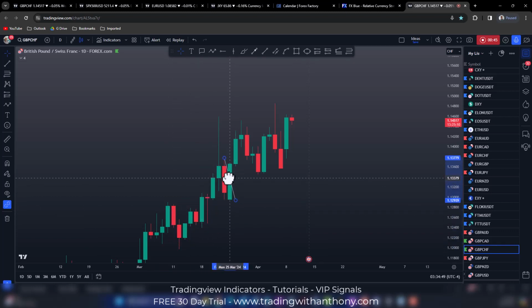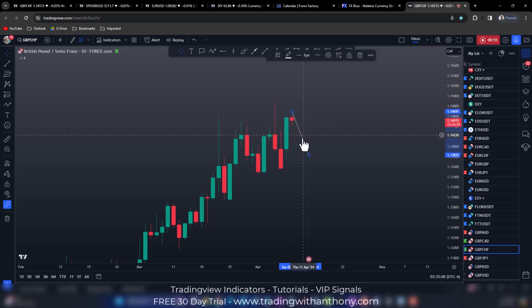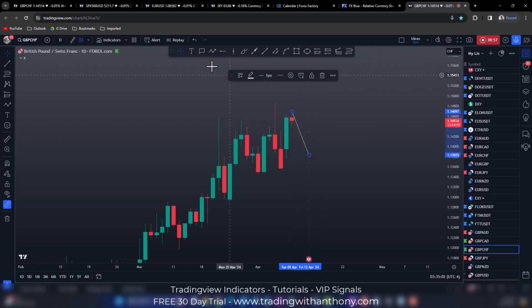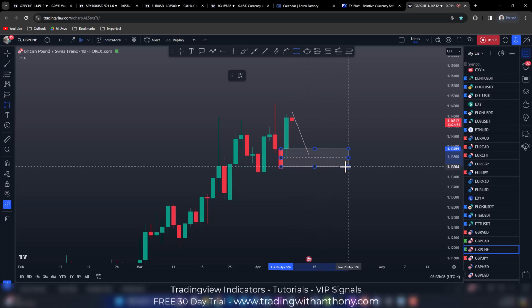There, there, there, and there. Possibly there. Right, but what I'm getting at is, don't underestimate how far this thing can move. We've got this red candle. This is my base. The swing low here. And this red candle is a point of interest. That's support.